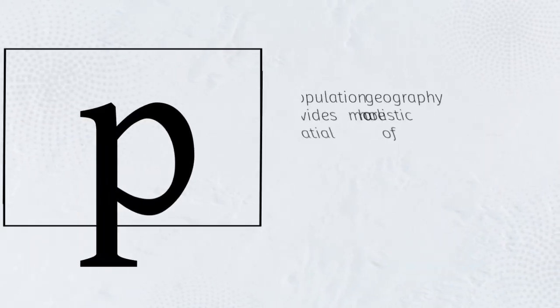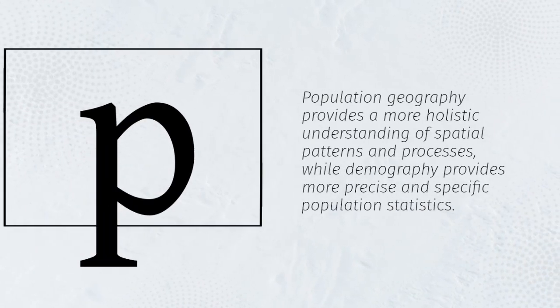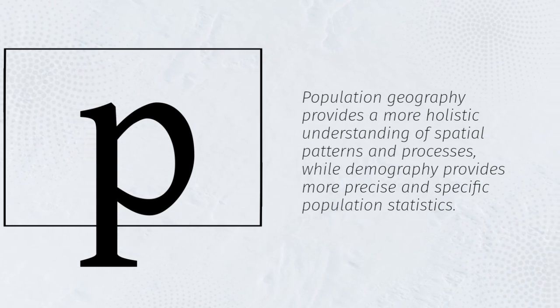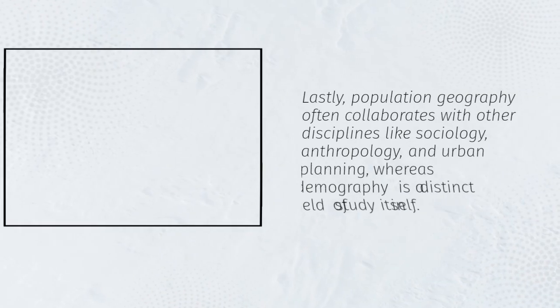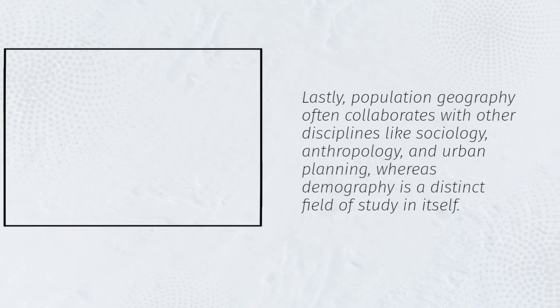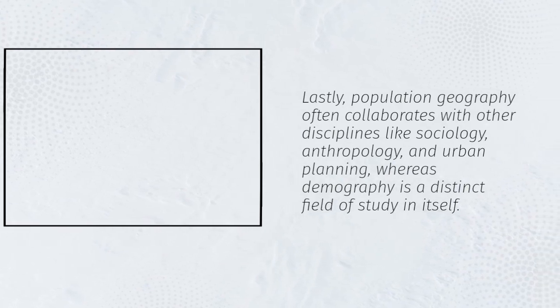Population geography provides a more holistic understanding of spatial patterns and processes, while demography provides more precise and specific population statistics. Lastly, population geography often collaborates with other disciplines like sociology, anthropology, and urban planning, whereas demography is a distinct field of study in itself.